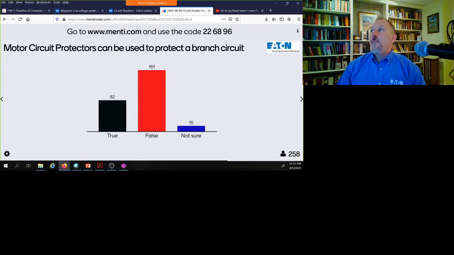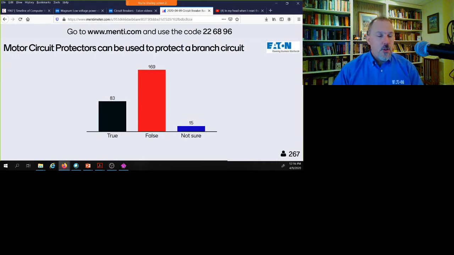Motor circuit protectors can be used to protect a branch circuit. 82 said true, 661 said false, and 15 aren't sure. They're probably still over there at that dessert table. Remember that motor circuit protectors don't have a thermal overload portion of the trip characteristics, and I need that thermal to protect conductors from overheating. So I can't use a motor circuit protector to protect a branch circuit because they don't have thermal overload protection.